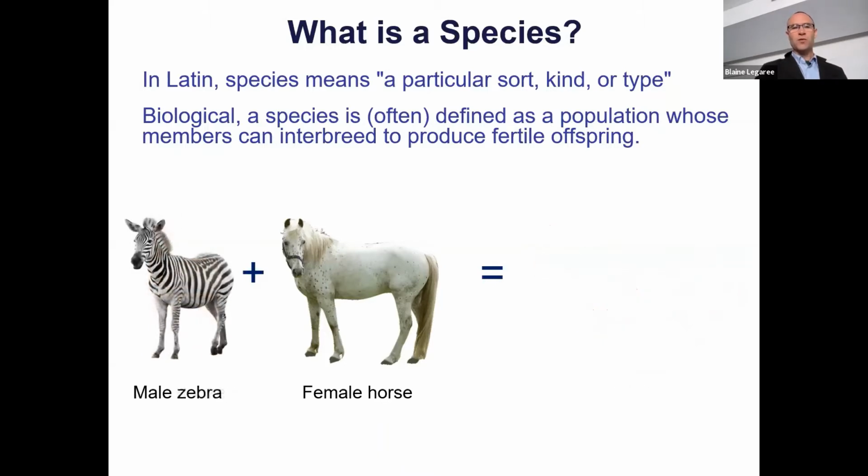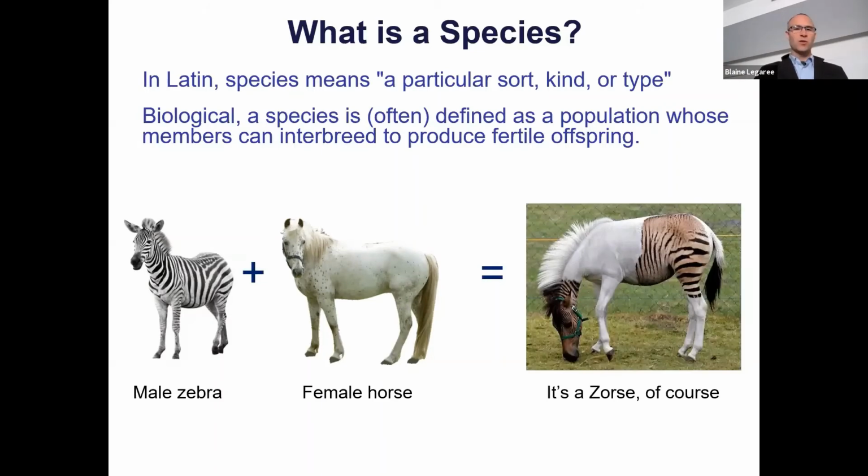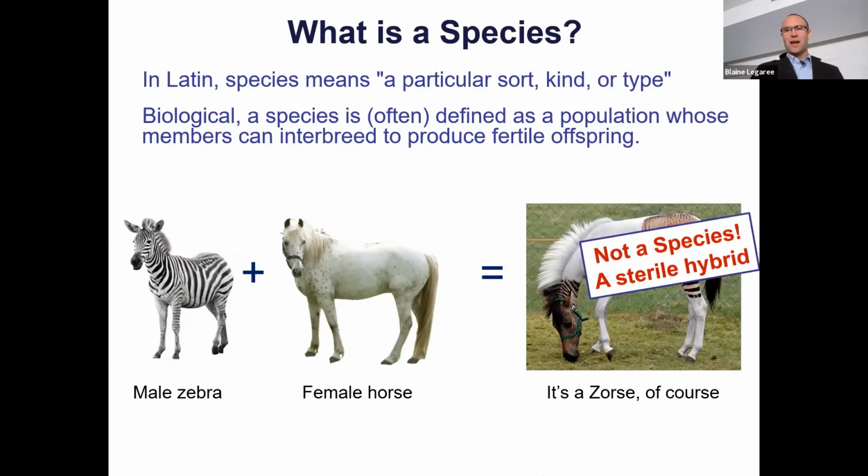I'll show you another one. This one's just for fun. What happens if you get a zebra and a horse? I know you're all thinking, is it a hebra? Is it a zorse? Well, it's a zorse, of course. I hope you like my joke. This is also a sterile hybrid, not an actual species.